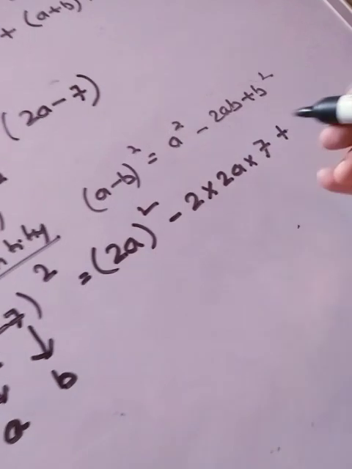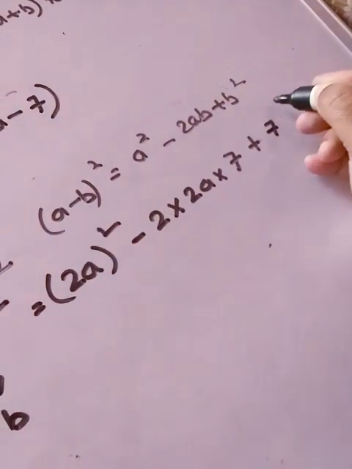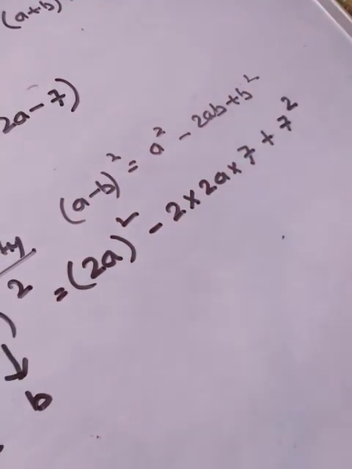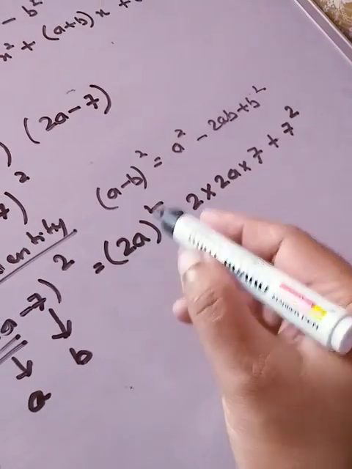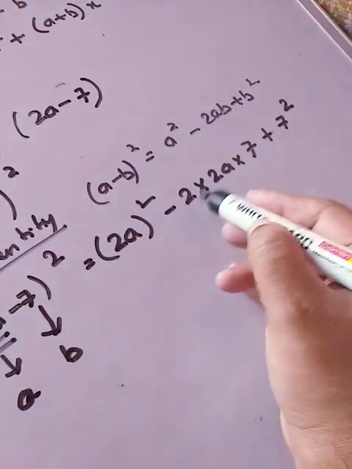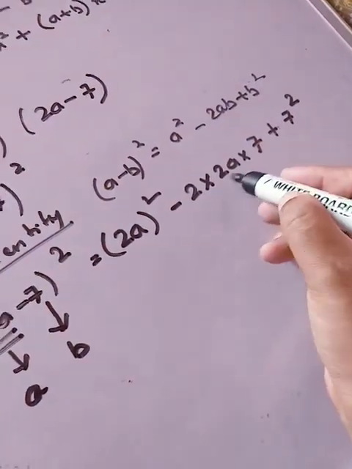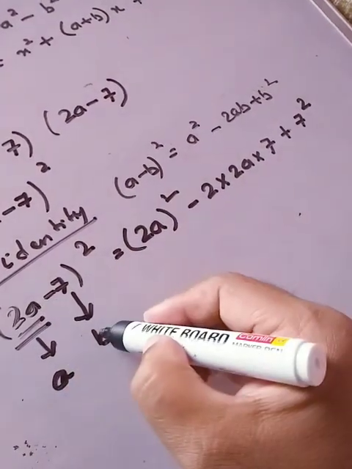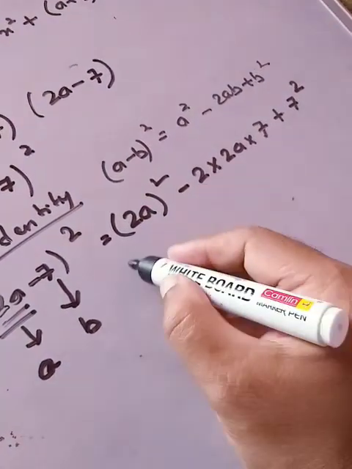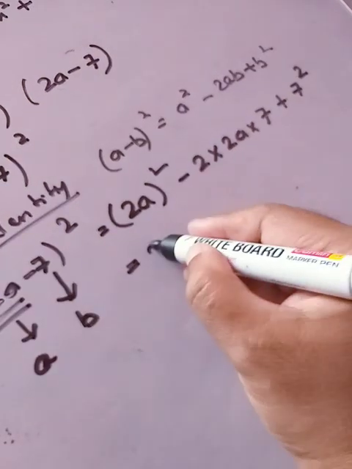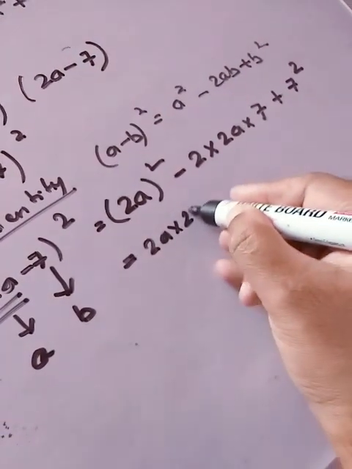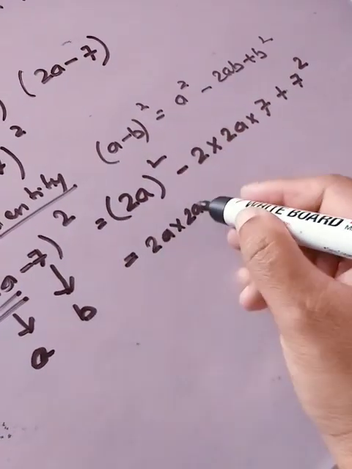Now what is b? 7. So we'll write b, then we'll write square. B square. Okay, so a square minus 2 into a into b. This is a. In place of a, there is 2a. In place of b, it's 7. Okay, please understand properly. Now 2a into 2a is what? 2a into 2a. (2a) square means 2a into 2a.